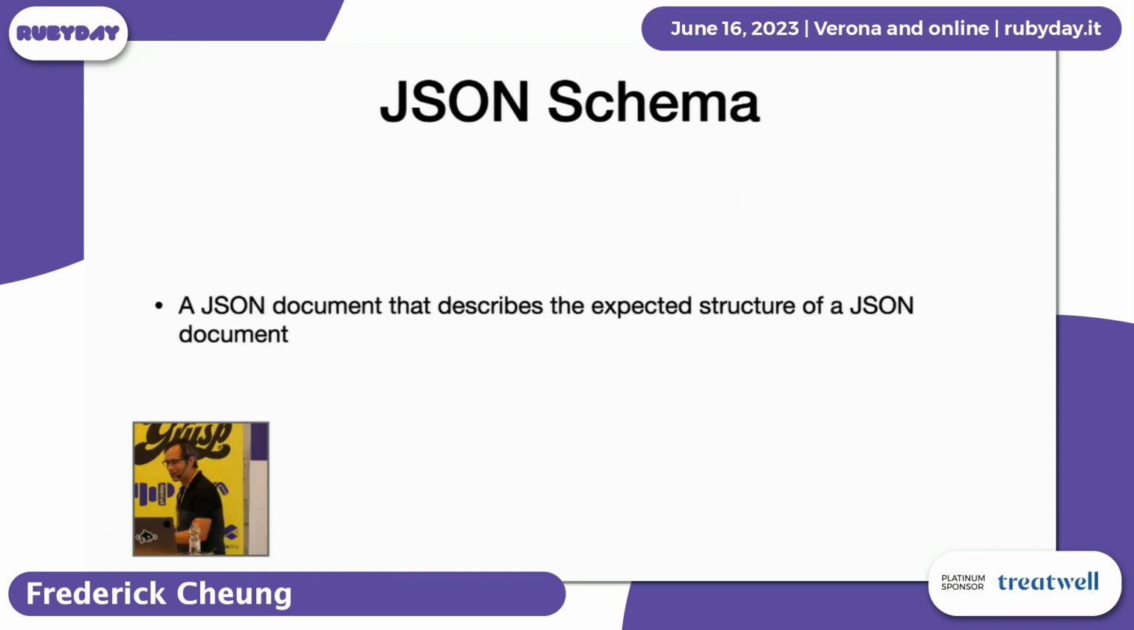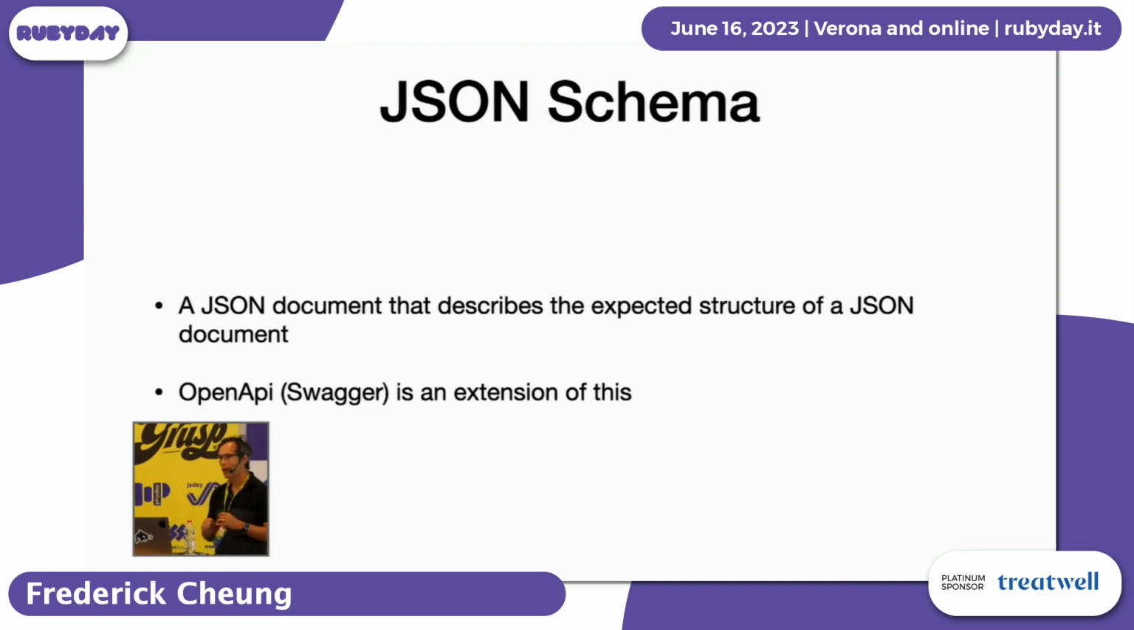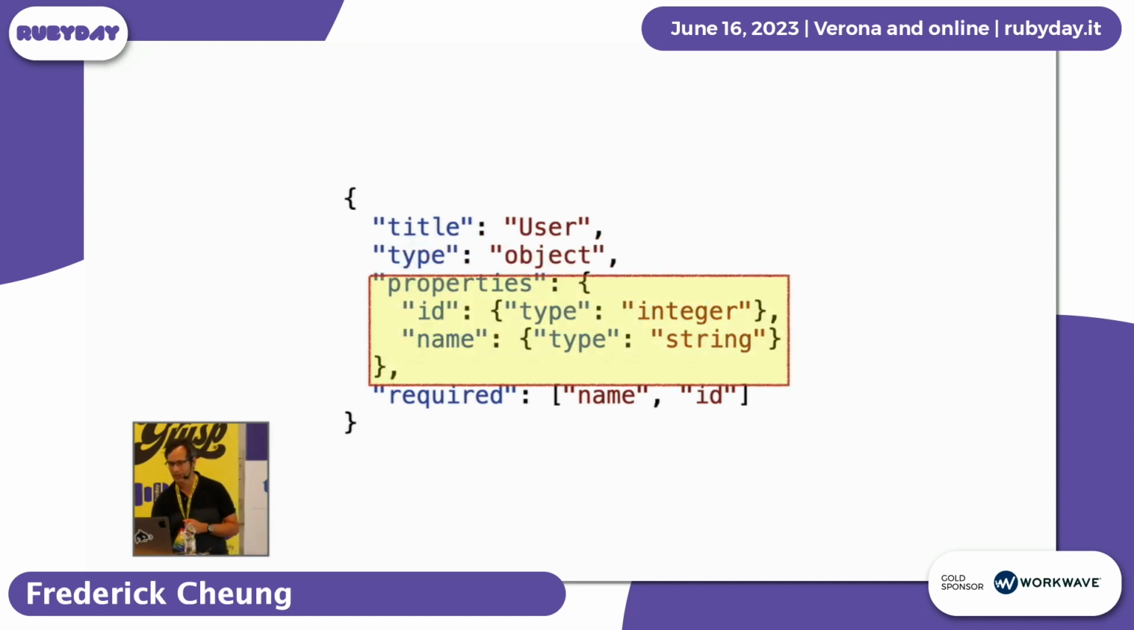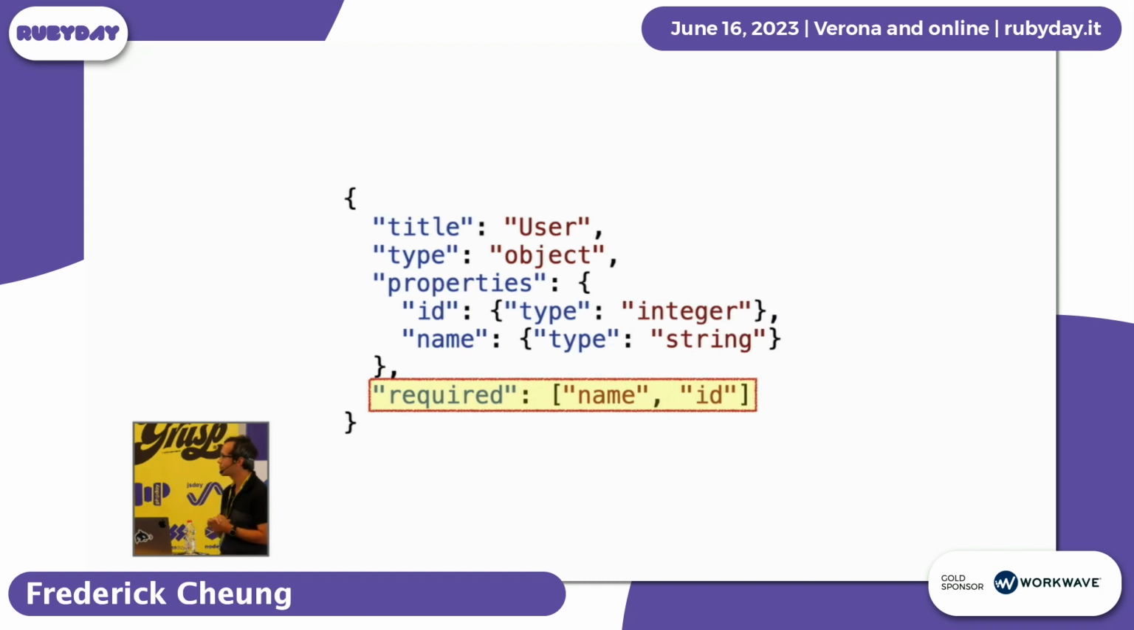A JSON schema is a JSON document that describes the expected structure of a JSON document, which sounds a bit circular. And then, of course, there are meta schemas, which are JSON schemas that describe the structure of JSON schemas. Turtles all the way down. If you've ever used OpenAPI or Swagger, that's kind of a dialect of JSON schema. So this is a very simple schema. It's an object, as opposed to a string or an array or something like that. It's got some properties, and I'm saying these properties are mandatory because they default to optional in JSON schema.